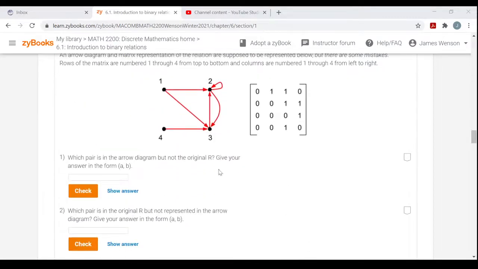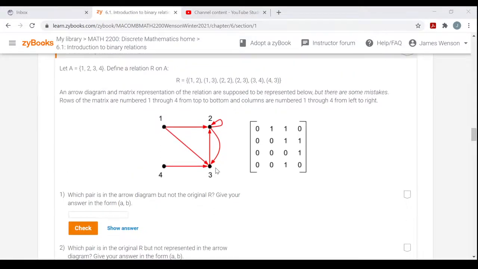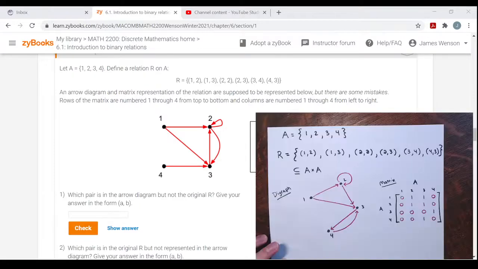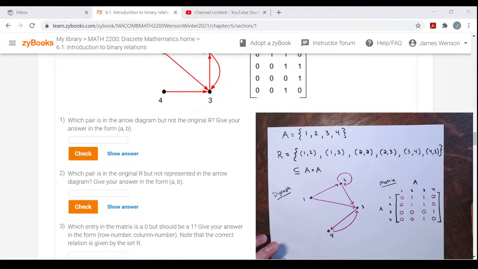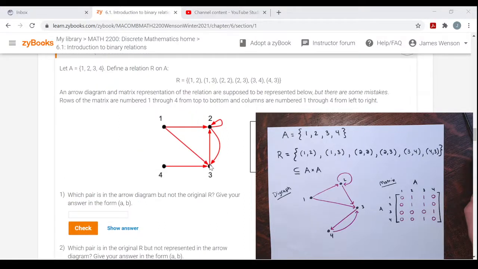All right, and so then looking at this, which pair is in the arrow diagram? All right, so now they're telling you, hey, you saw my drawing. I'll pull it up on the right corner of your screen here. There's my drawing. Look at their drawing. It says, which pair is in the arrow diagram, but not in the original, not in the set of ordered pairs, not in R, not in the relation.